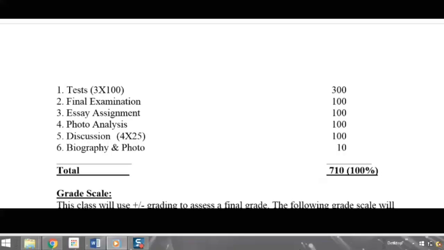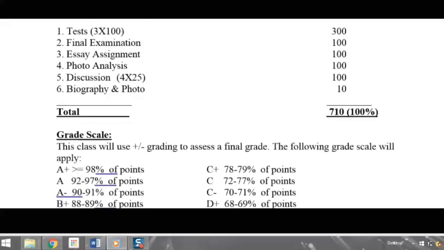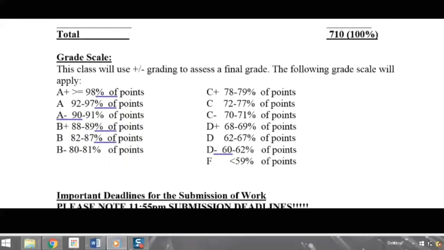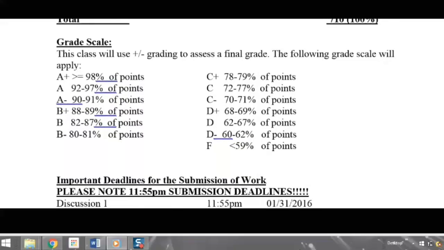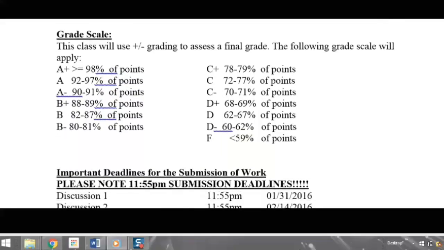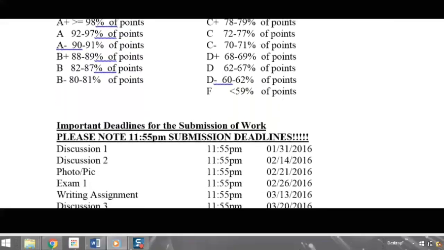You'll see 3 tests are 300 points, final examination 100, essay assignment 100, photo analysis 100 points, discussion, total of 4 of them, total of 100 points, biography and picture, another 10 points. So you'll see that we have a total of 710 points. You'll see the grade scale right here. This class will use plus and minus grading to assess a final grade, and the following grade scale will apply. You can look at it at your own time.